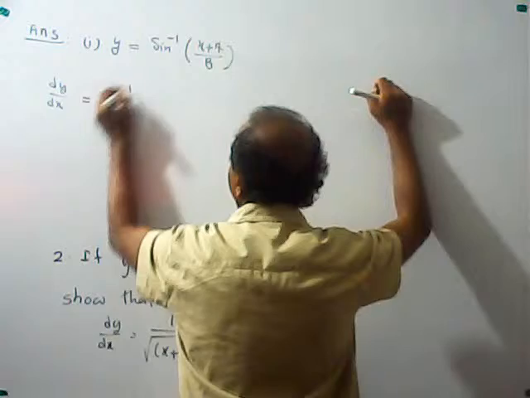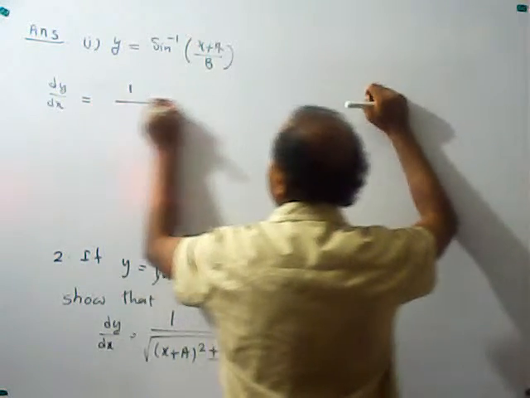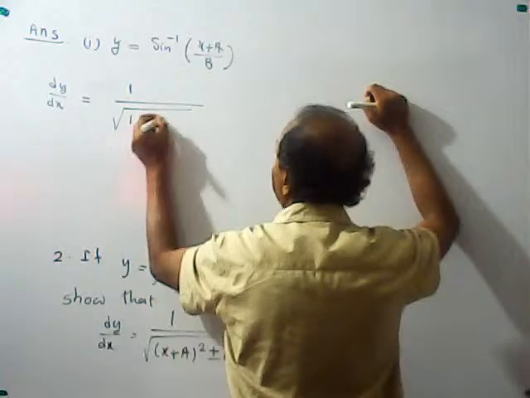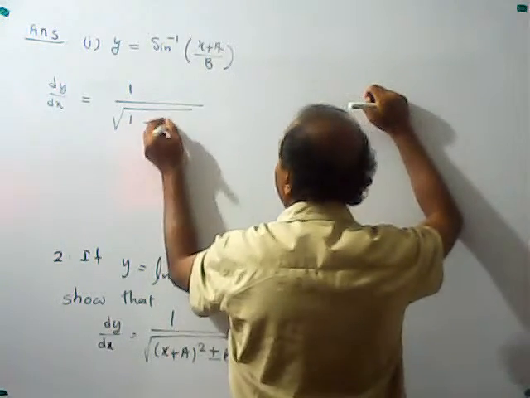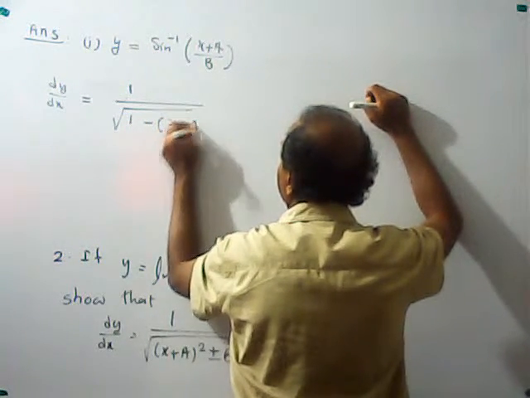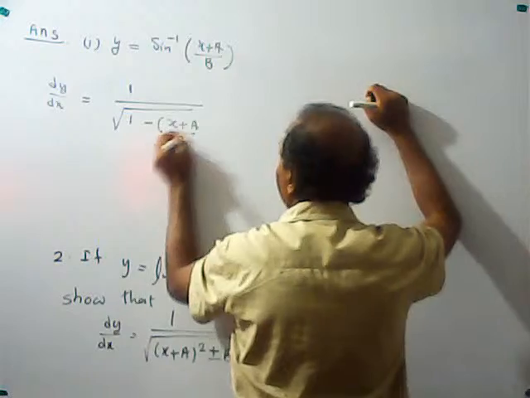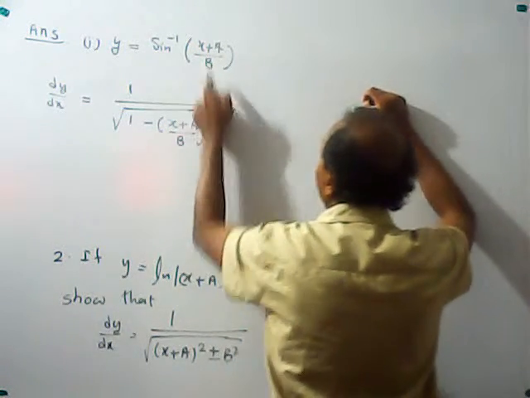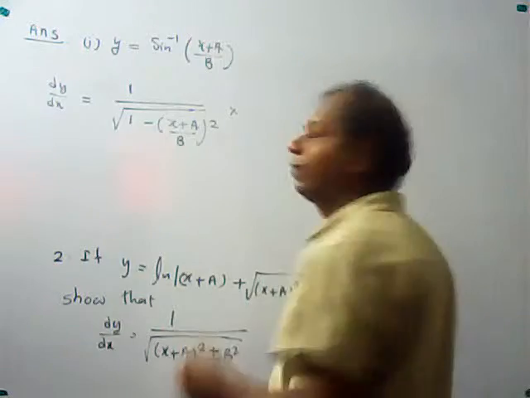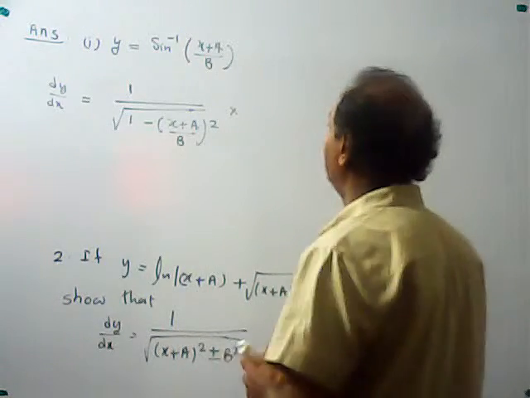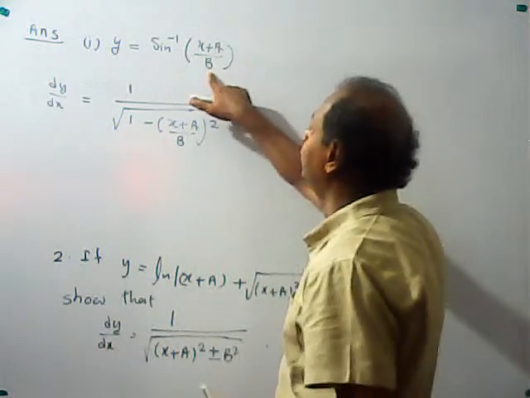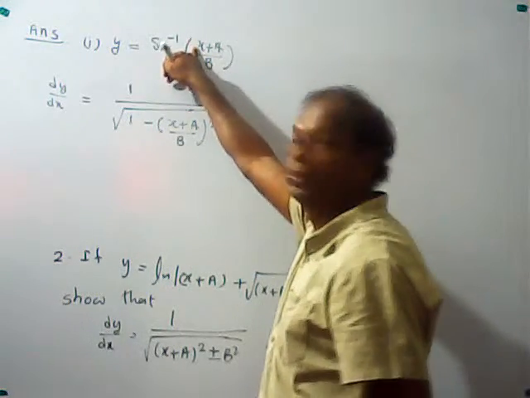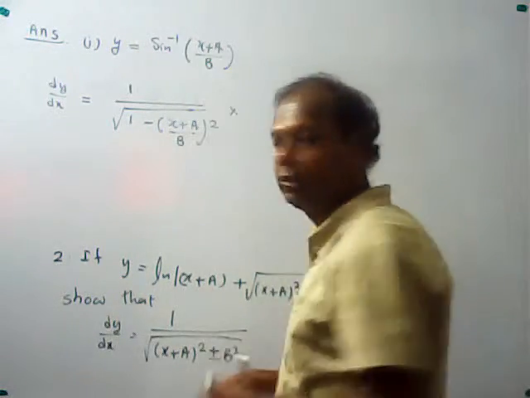Sin inverse, the derivative is 1 over square root of 1 minus whatever you have here and square of that, further into the derivative of the inner function, that's chain rule. Differentiating the inner function, you get just 1 over b. Take 1 over b out, the constant. Differentiating this, you get 1. So it's 1 over b only.